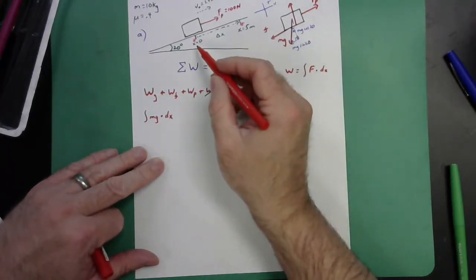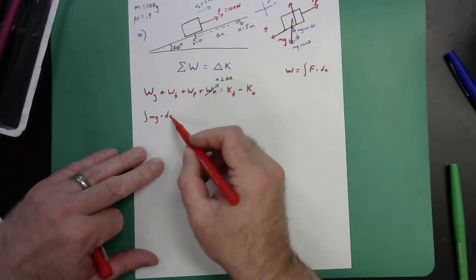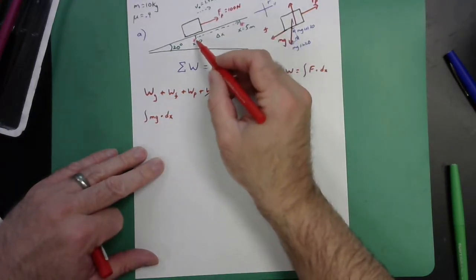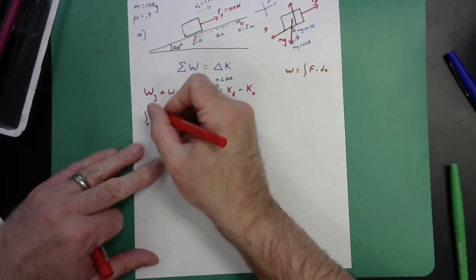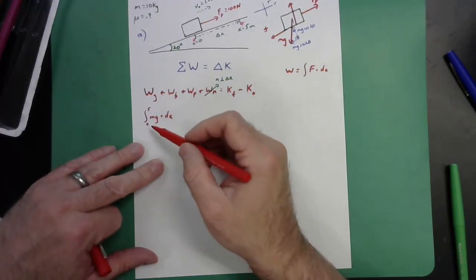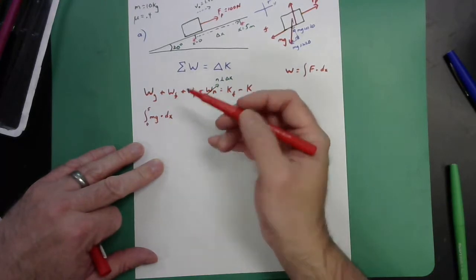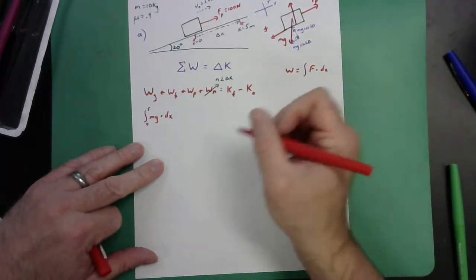Technically, here's my variable of integration, x, and I'm going from x equals 0 up through x equals 5. So I would have bounds here on my integral. So it's a definite integral. We're going from x is 0 to x is 5.